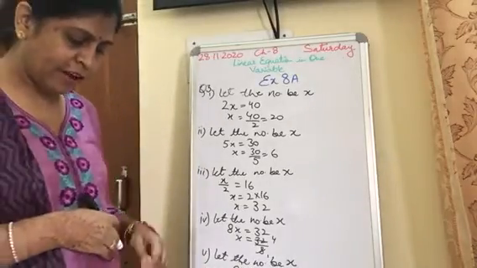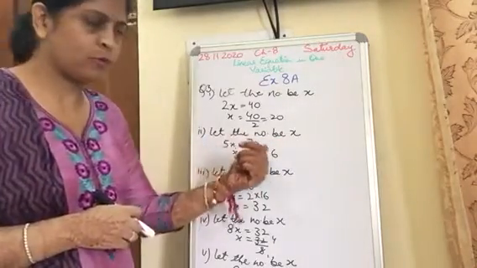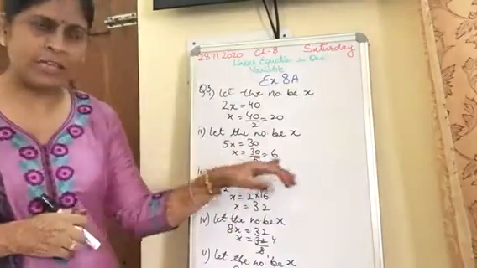Now the second part says 5 times a number is equal to 30. So let the number be x. 5x equal to 30. x equal to 30 by 5 equal to 6. So the number will be 6.